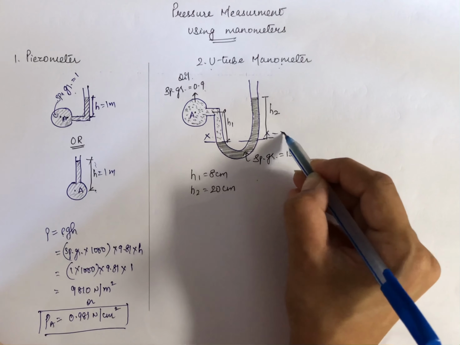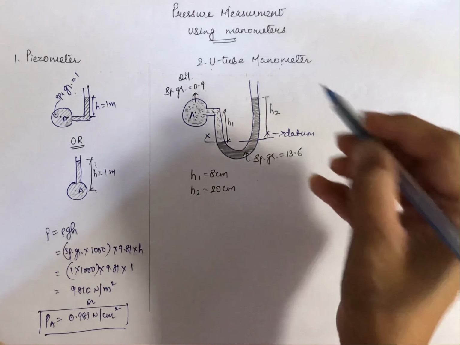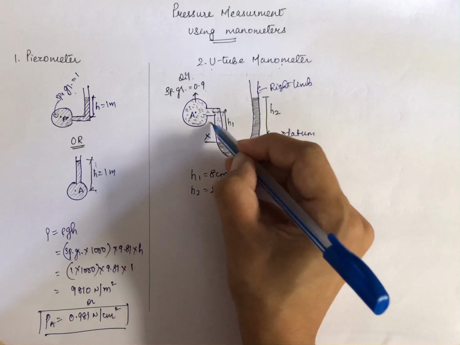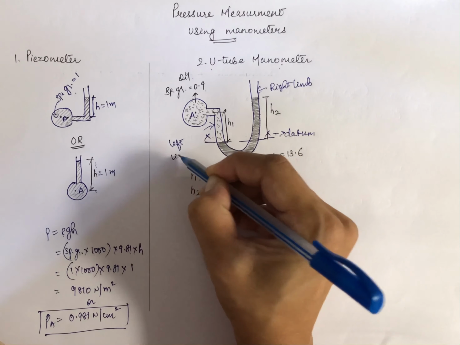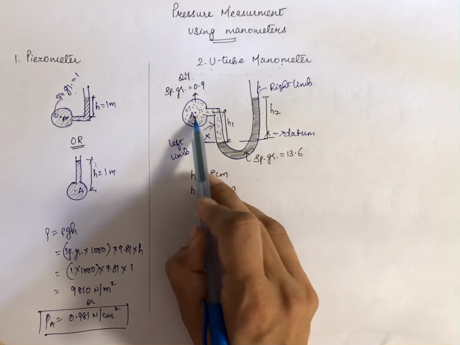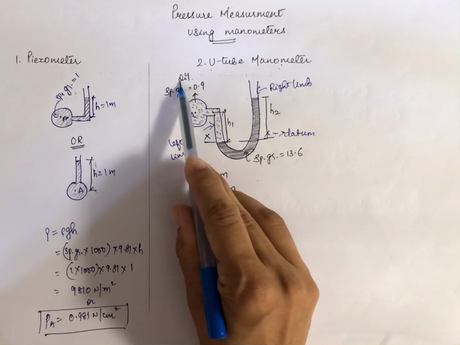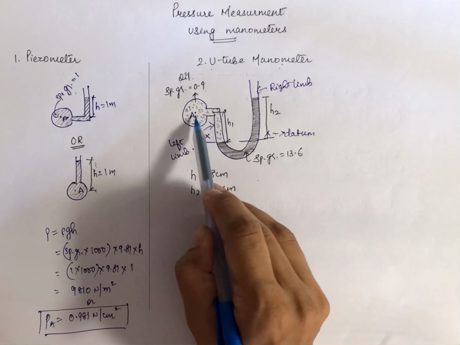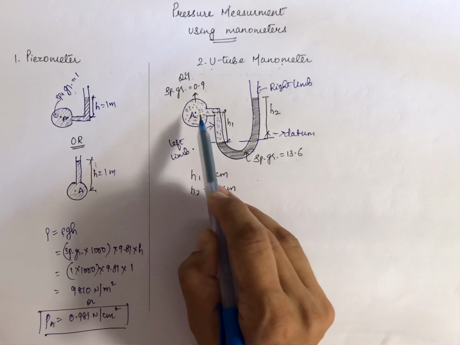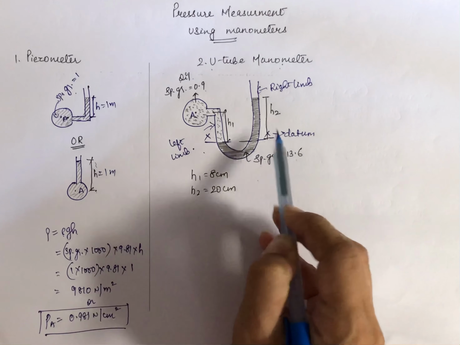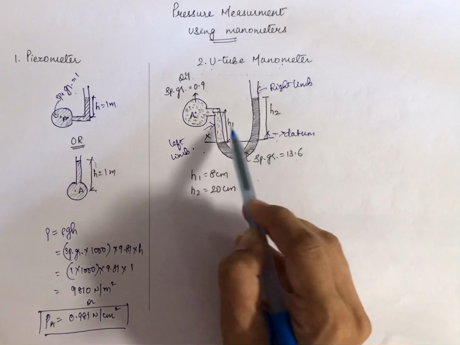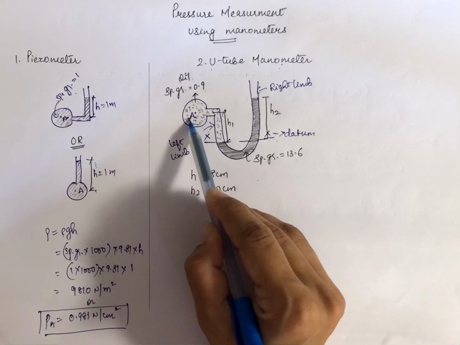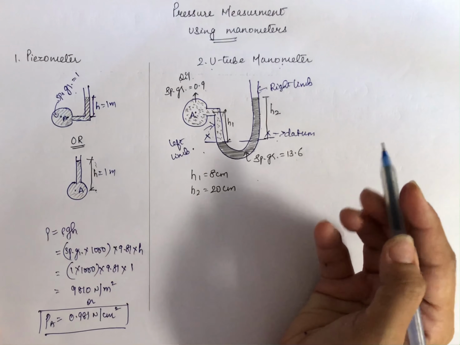So if I consider this as a datum, then this will be the right limb and this will be the left limb. Now suppose I want to find the pressure of the fluid, which is oil, in a pipe at point A. How can I solve it? I will first find the pressures about the datum XX in the left limb and right limb, and then I will compare both the pressures to get the value of pressure at point A. So let us start with the numerical.